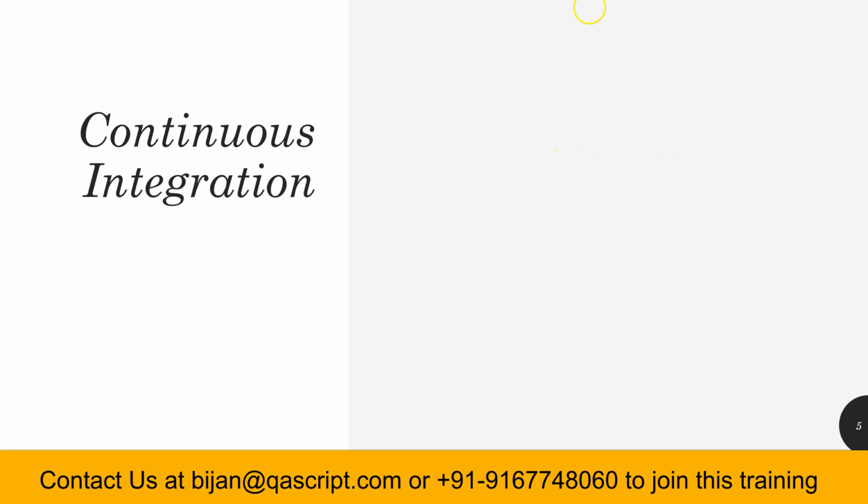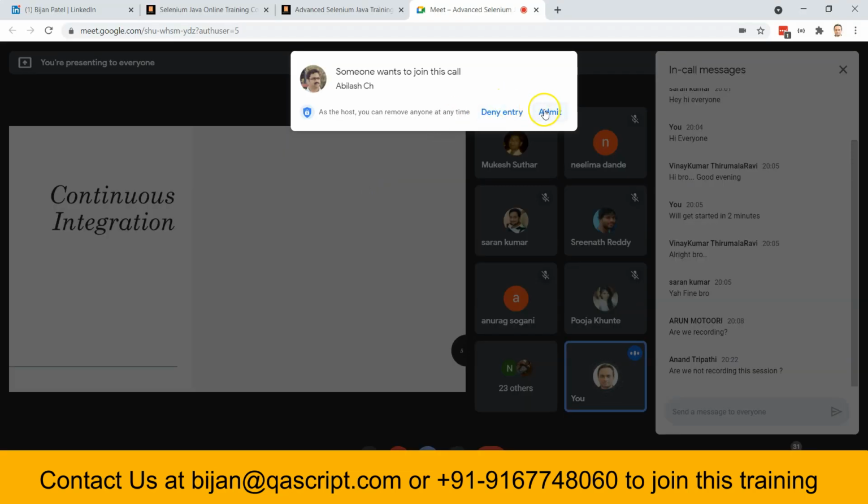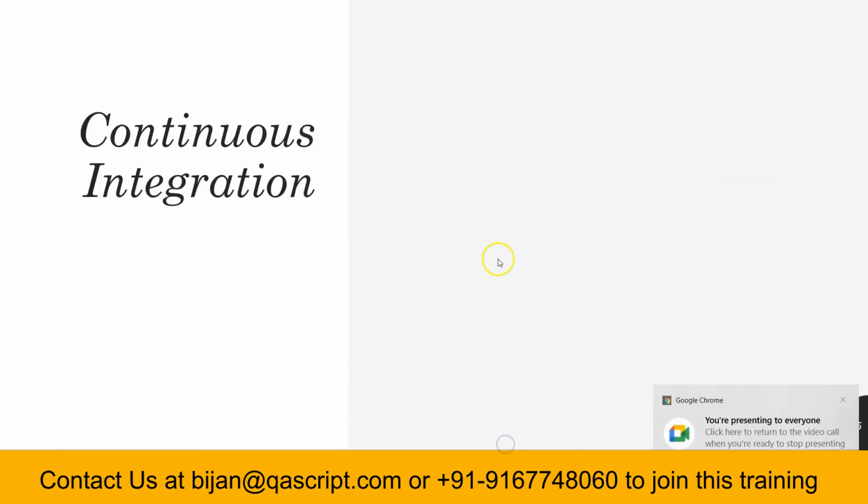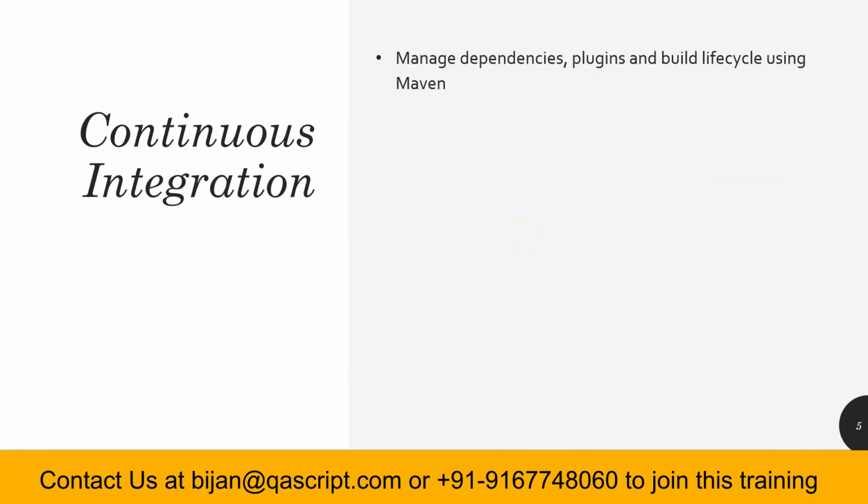So we are going to integrate our code with Jenkins, Maven, and Git, and all the other tools which are required for a continuous integration process, right? So as part of it, we'll learn all about Maven, which is again a build management tool. So it is able to manage all your dependencies, plugins. We'll use the build lifecycle of Maven to run our scripts in a CI tool or from a command line.